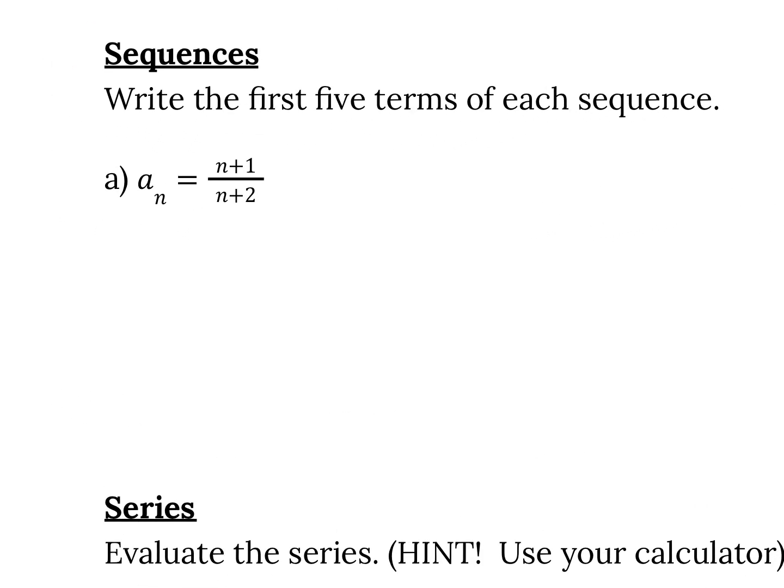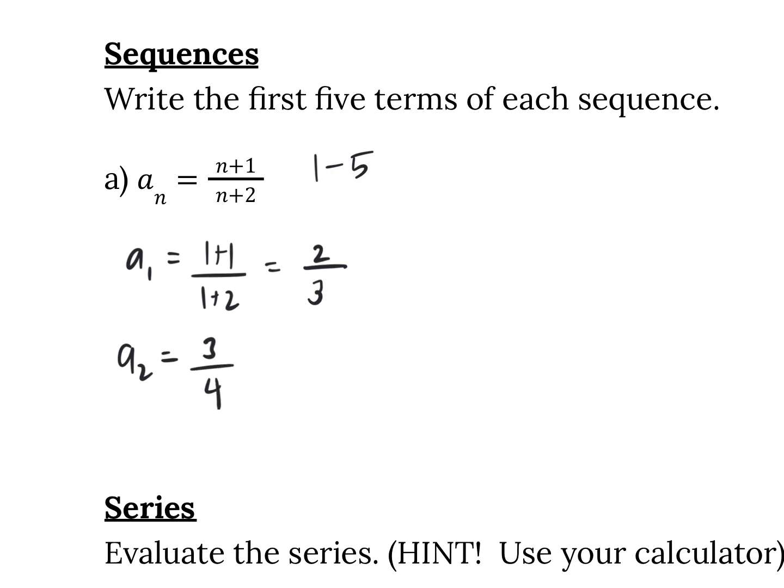This first one, all you're going to do is plug in 1 through 5, and that's your value. So like a sub 1 is equal to 1 plus 1 over 1 plus 2, which is going to give you 2 over 3. If I plug in 2, I'm going to end up with 3 over 4. Okay, all the way up to 5. Again, on your test, this is going to be multiple choice. So you're going to choose the answer that has the correct 5 in the correct order.